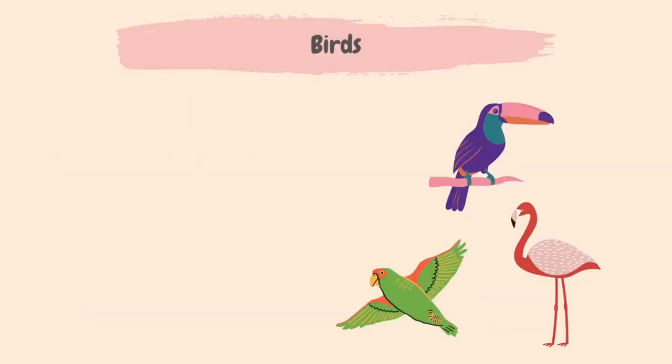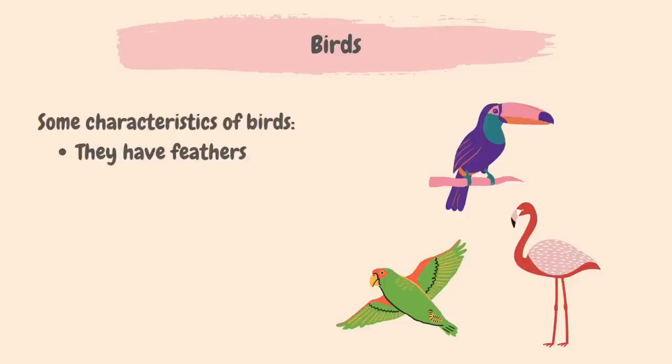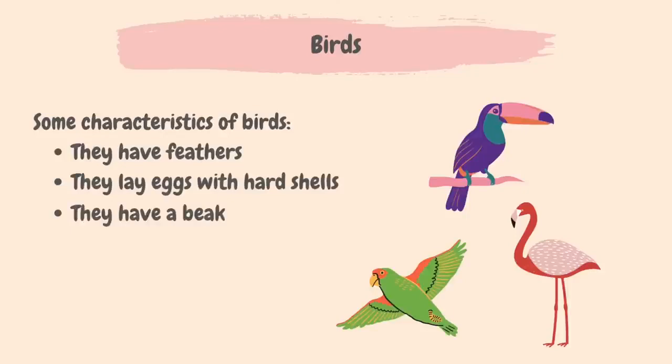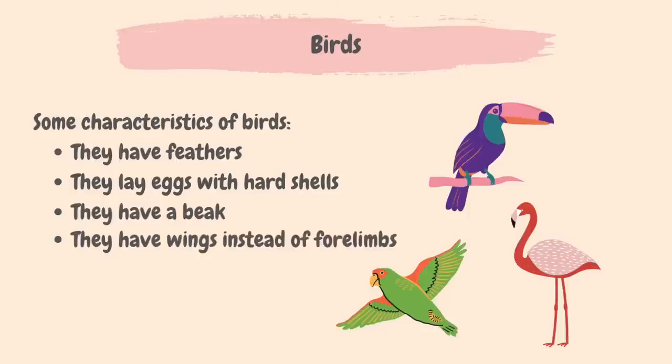The next group of vertebrates are birds. Some characteristics of birds are they have feathers, they lay eggs with hard shells, they have a beak, and they have wings instead of 4 limbs. Some examples of birds are toucan, parrot, and flamingo.